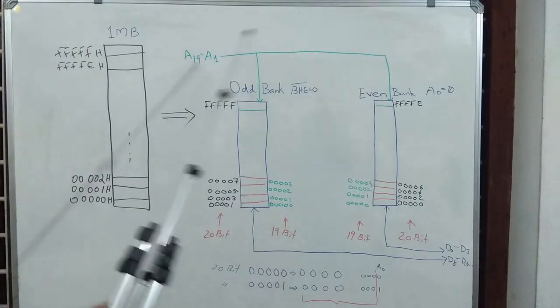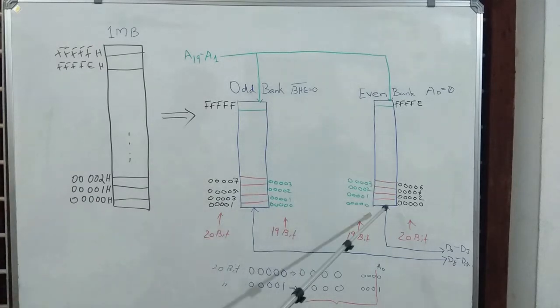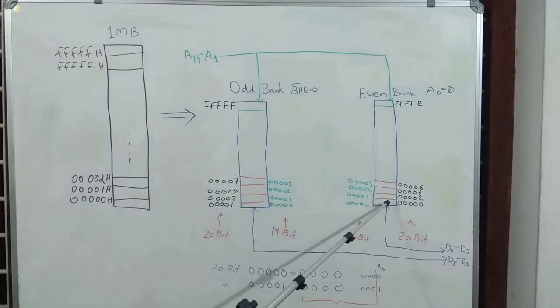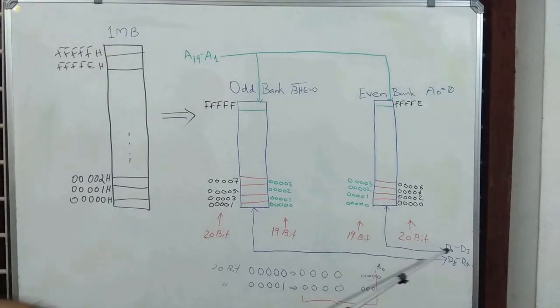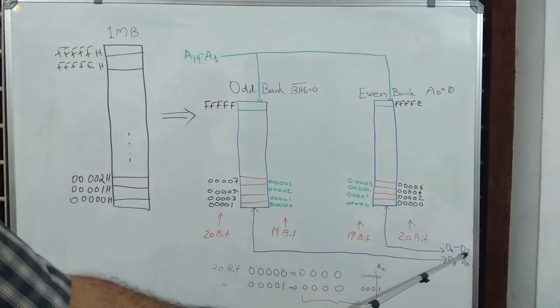So using A1 to A19, it will select one byte memory location or an IO device, and the data from the memory location or the IO device will flow through D0 to D7.